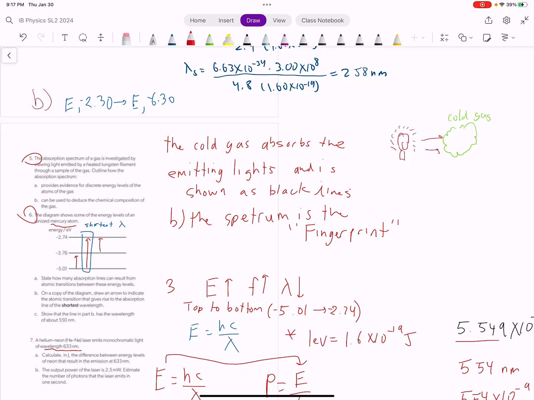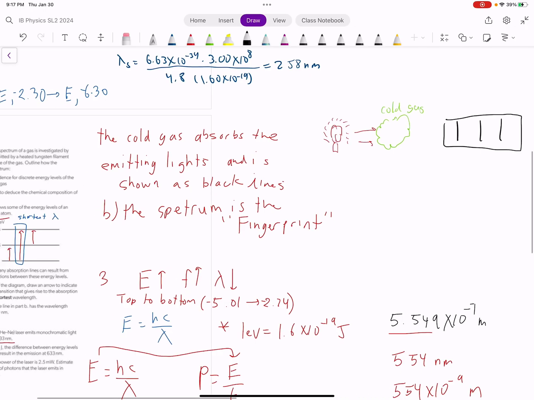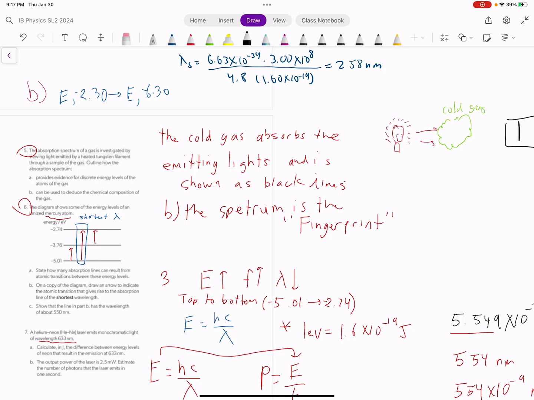Part A: provide evidence for discrete energy levels of the atoms of the gas. So when you shine this light through the gas, you'll see black lines, and the black lines are discrete. And because the black lines are discrete, we know that they represent discrete energy levels of the gas.